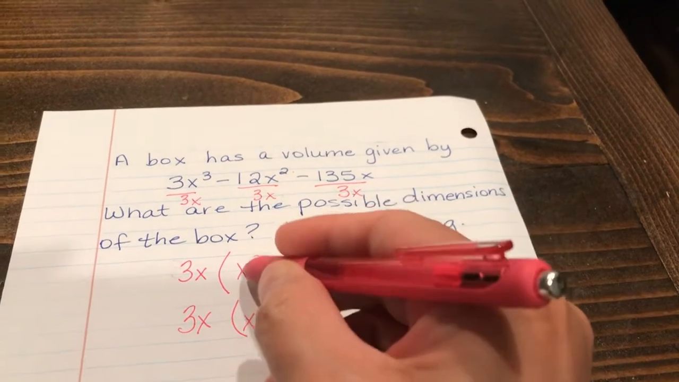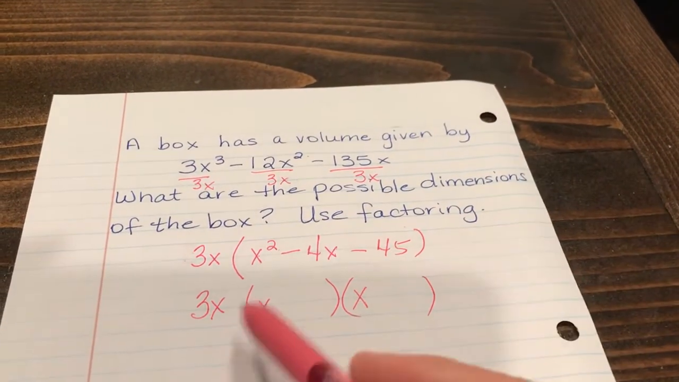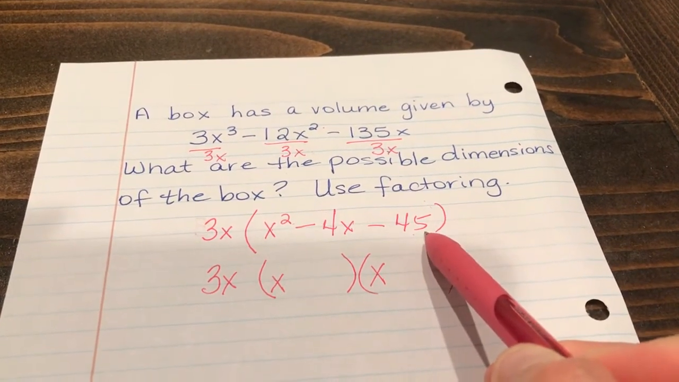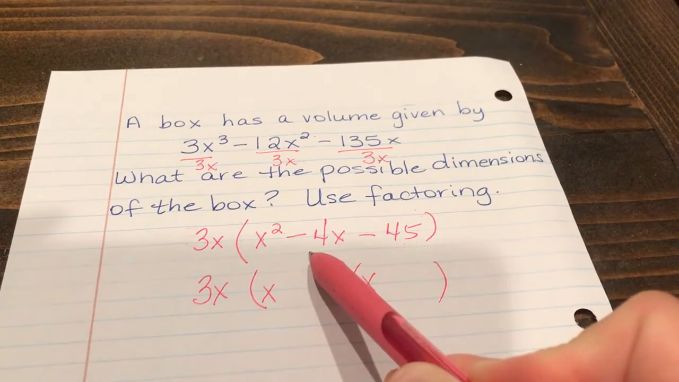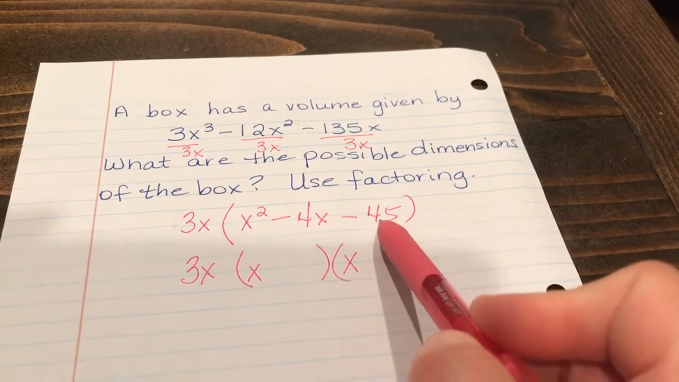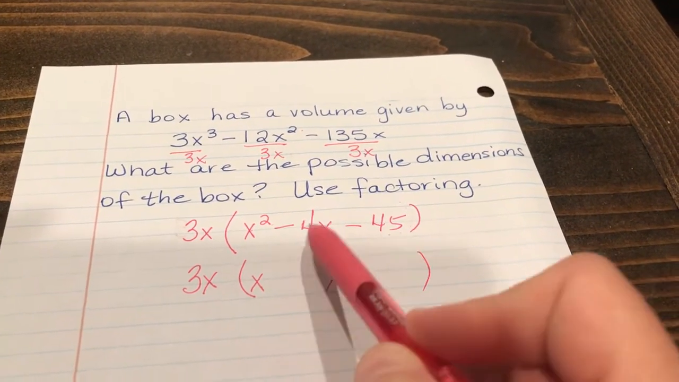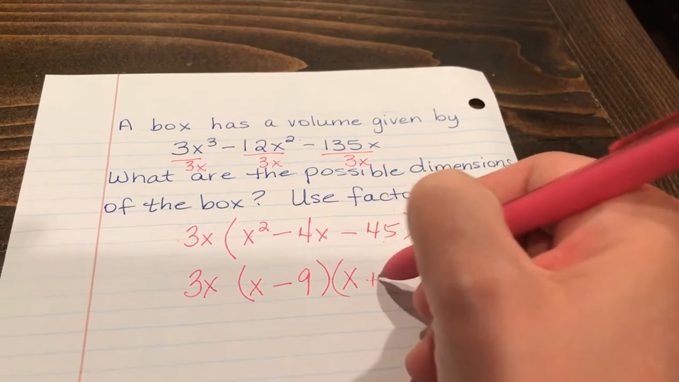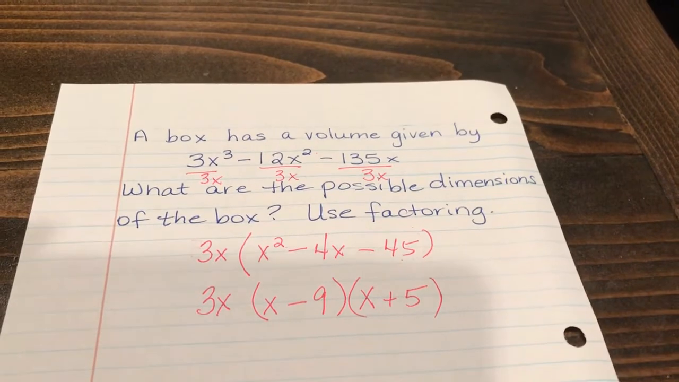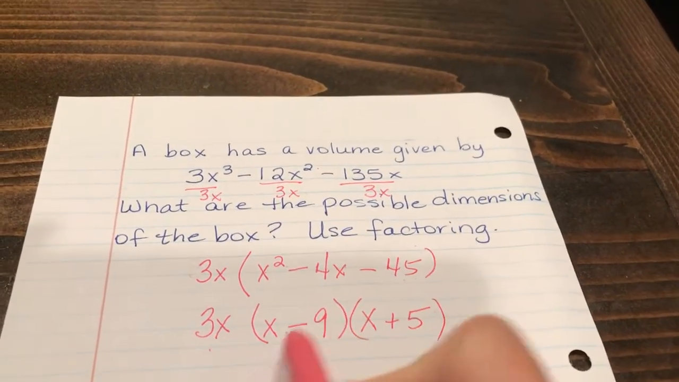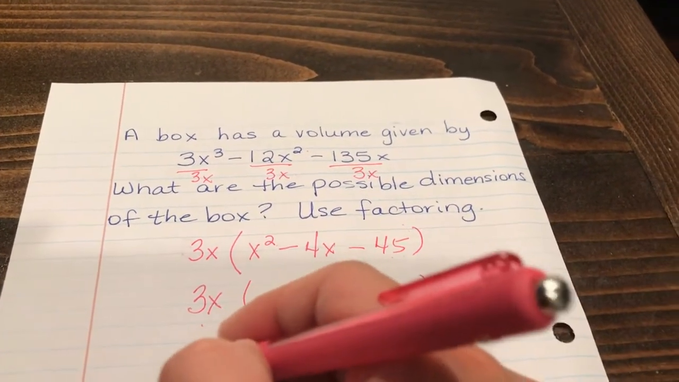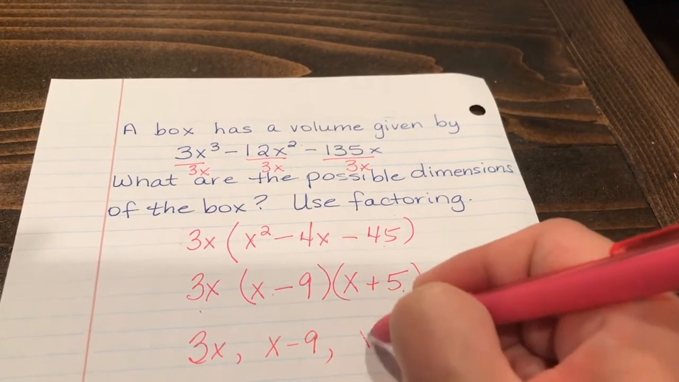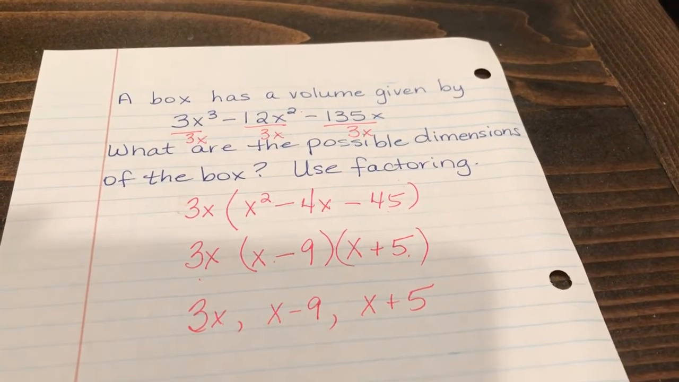Each parentheses is going to get an x because of this x squared there. And then we ask ourselves what two numbers multiply to give me negative 45, but add to give me negative 4? Let me say that again. What two numbers multiply to give me negative 45, but add to give me negative 4? That's going to be negative 9 and positive 5. So my possible dimensions here are the three things that are being multiplied together. It could be 3x, x minus 9, and x plus 5 there.